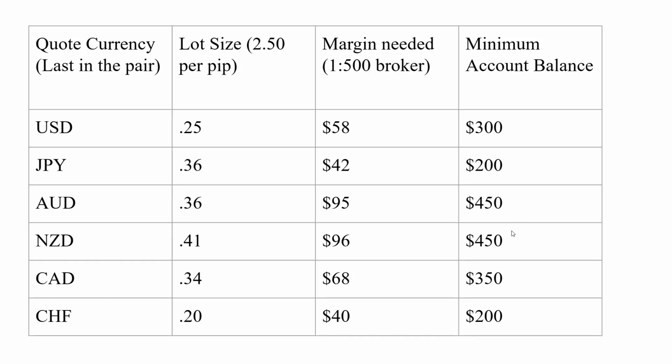The Aussie and New Zealand pairs are the pricier ones. The cheaper ones are the ones ending in Swiss, which isn't a lot, and the ones ending in USD and JPY are on the lower side as well. But this is how much you would need.